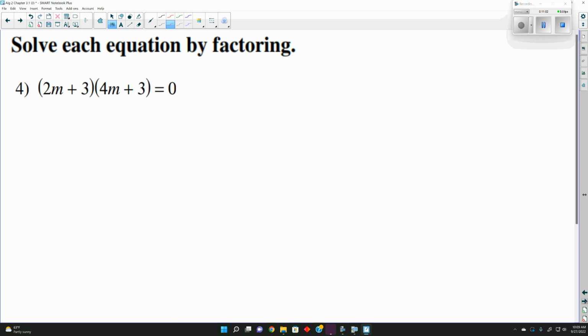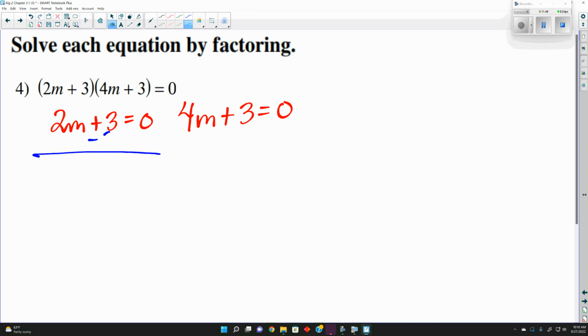So this here, again, we have two things multiplied together equals 0, so one of them must be 0. So we're saying that either 2m plus 3 is 0, or 4m plus 3 is 0. Both of them work, because one or both will give us a value that works. And for every single quadratic, we'll get two solutions. They might not be unique solutions. We could get one where x is negative 4 and negative 4, where it's two values, but they're the same one.